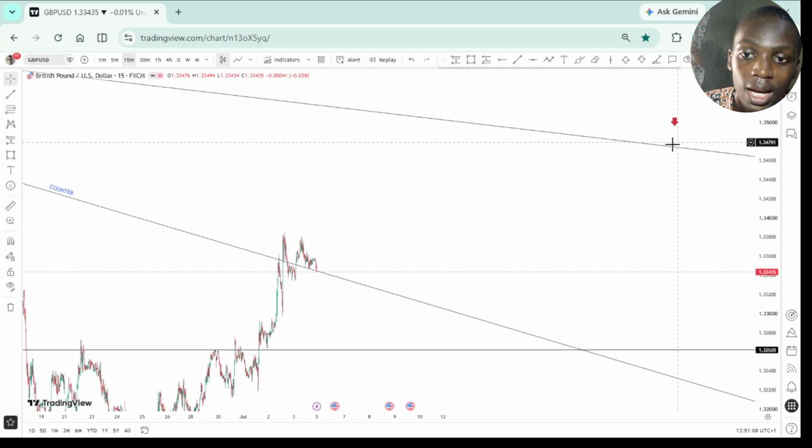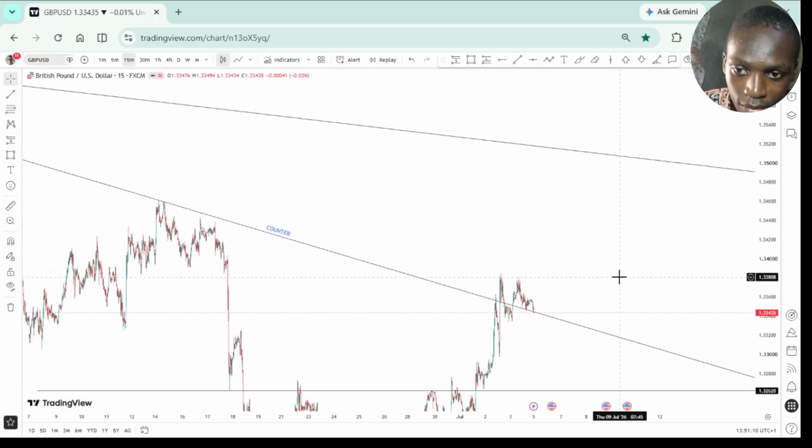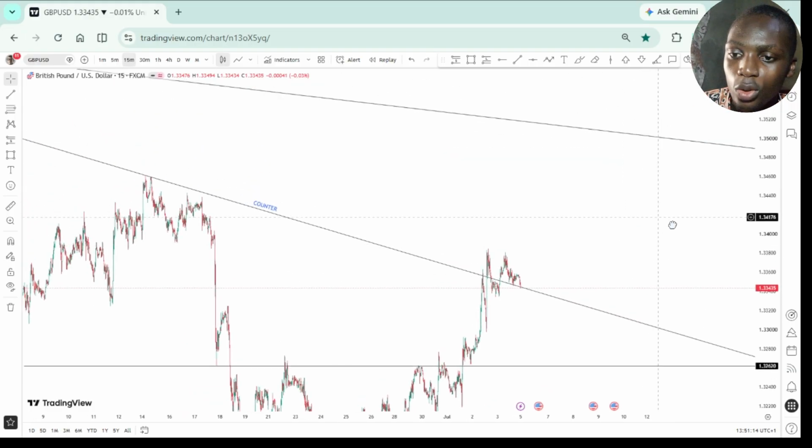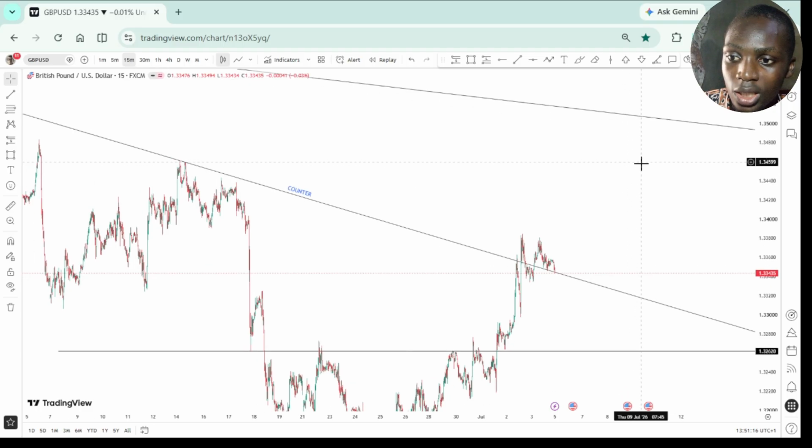So the next one we are waiting for now is this trend line at the top. We are waiting for this trend line at the top to get touched, and when markets open, we are going to know the next move. But overall, we are not going to be taking any buy.